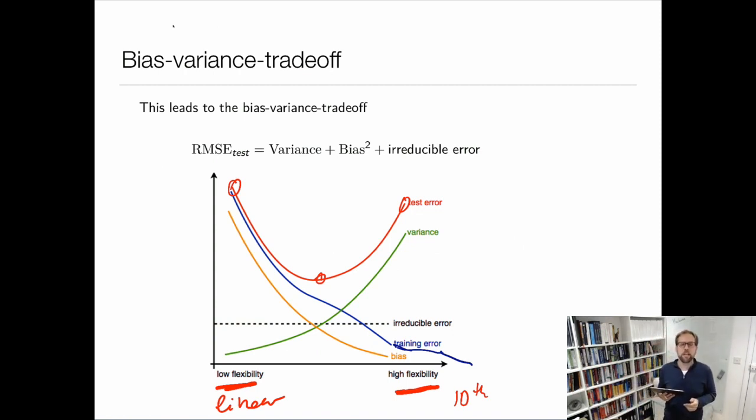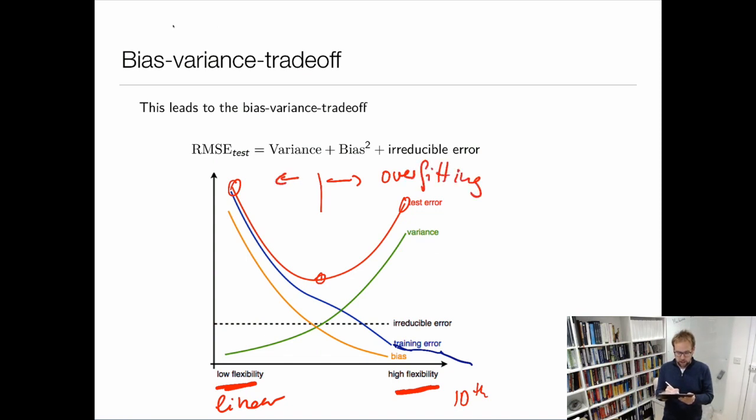So in general, I will have this relationship. If I have a very low flexibility model, the test error will be high. Then I increase flexibility up to this sweet spot where I have the minimum test error. But if I make the model more and more flexible, I will start fitting to the data. So in this regime here, I'm what is known as overfitting.